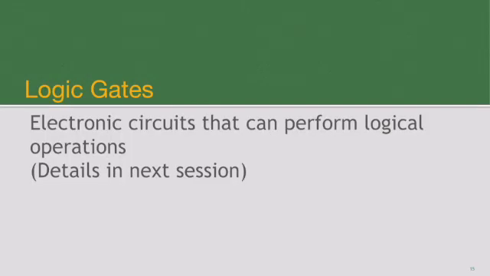Before I go for that, there is an entity known as logical gates. Logical gates are electronic circuits that can perform the logical operations. We will see the gates and how we can combine multiple gates to form the computer operations, and that is what makes the basis of the computers. So this we will append for the next session.